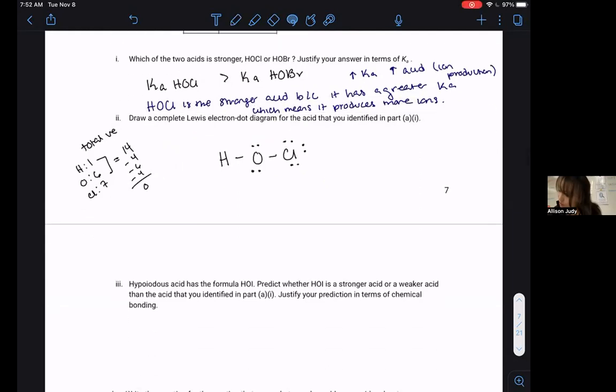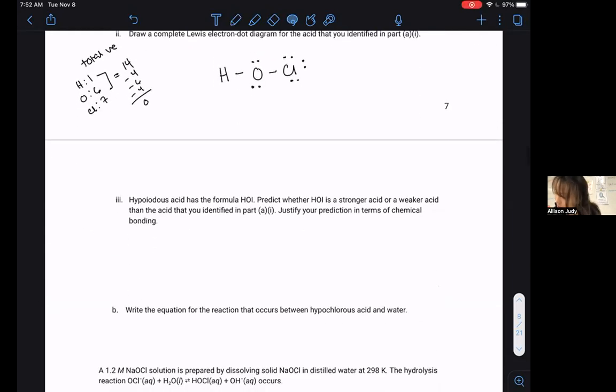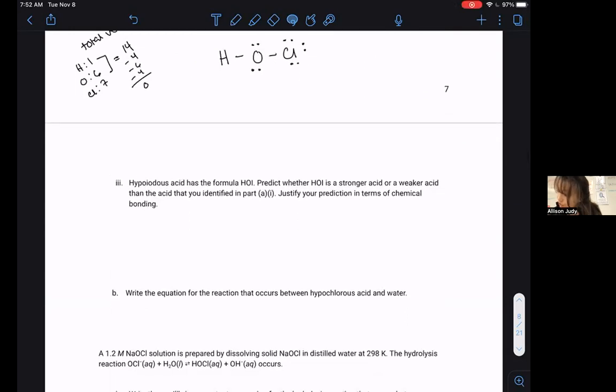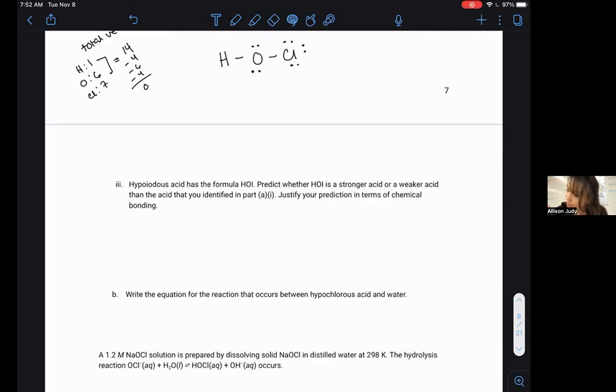Okay, so hypoiodous acid has the formula HOI. Predict whether HOI is a stronger acid or a weaker acid than the acid you identified in part A. Justify in terms of chemical bonding. So HOI would look like this.